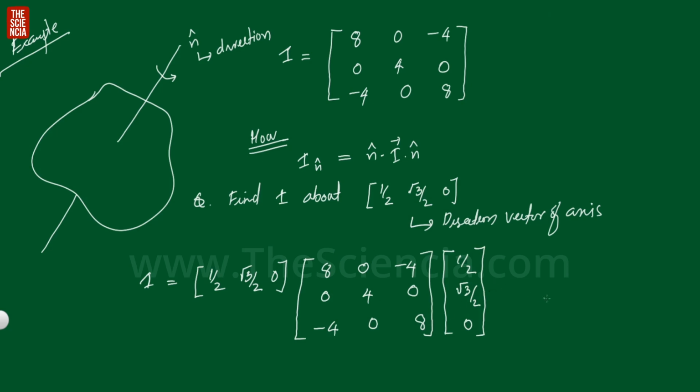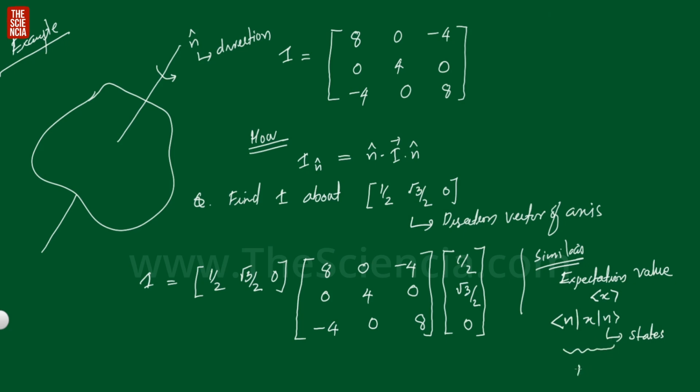It is similar to the expectation value in quantum mechanics. Maybe you remember the use of bra and ket. There is the expectation value of some x, that is the position of an electron or something in an electron cloud. So what is this? This is nothing but n, x, n. So these n's are the states. So this total term gives the expectation value.